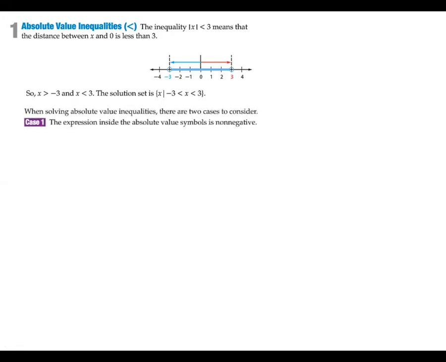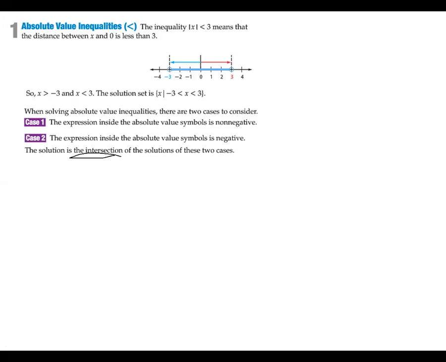So when solving absolute value inequalities, there are 2 cases to consider. The first is the expression inside the absolute value symbols is non-negative, and second is the expression inside the absolute value symbols is negative. The solution is the intersection of the 2 cases, the intersection. Okay? So let's check this out. Let's solve these and then graph the solution set.